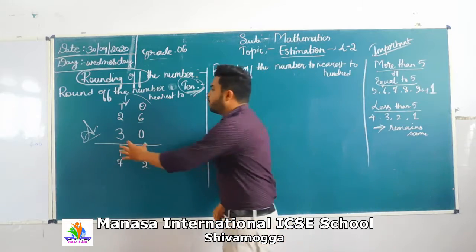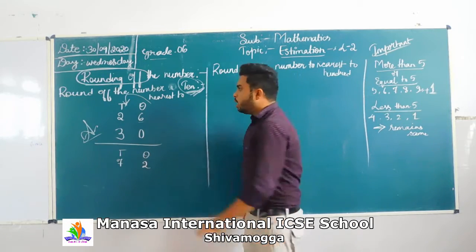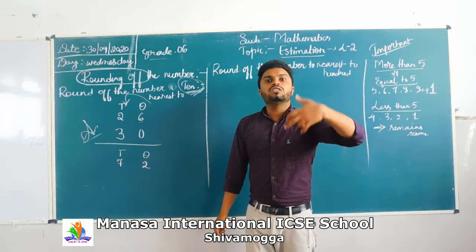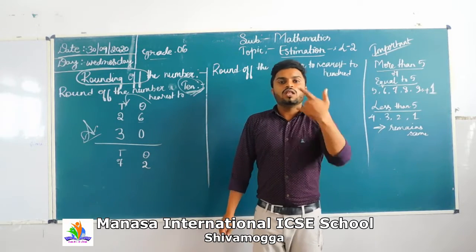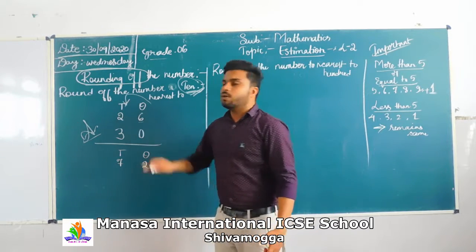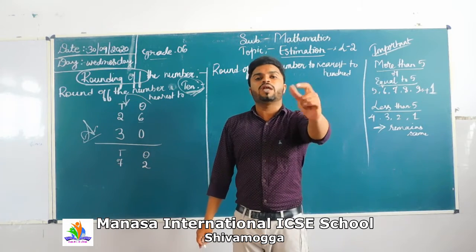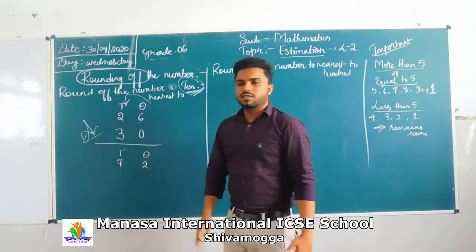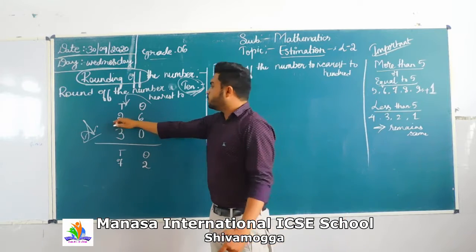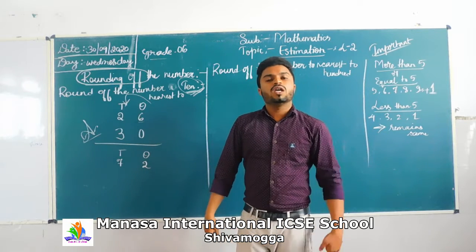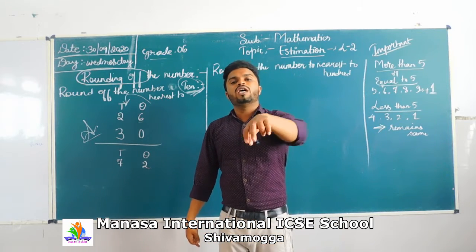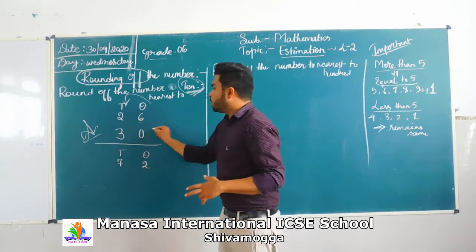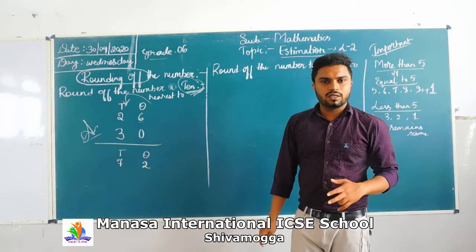See, students, how do we get 3 here? In the 1's place, we have the number 6, which is more than 5. Then you are going to increase one number in the 10's place. It becomes 3 and this becomes 0. If there was 4, it would have become 5. If there was 6, it would have become 7. If it is 8, it would have increased to 9. This is about rounding to the nearest 10.